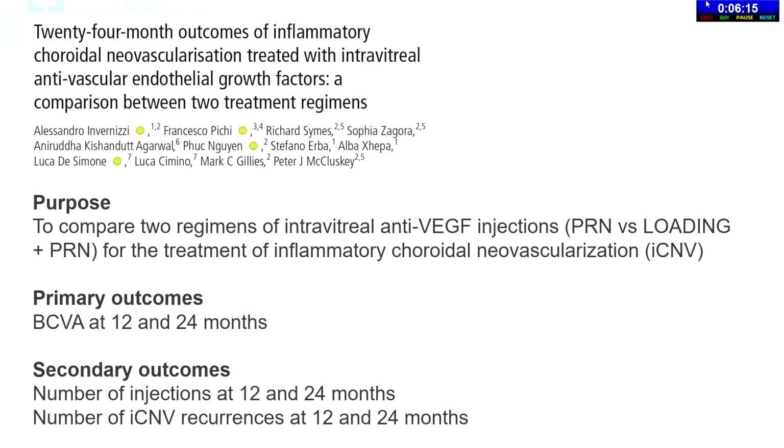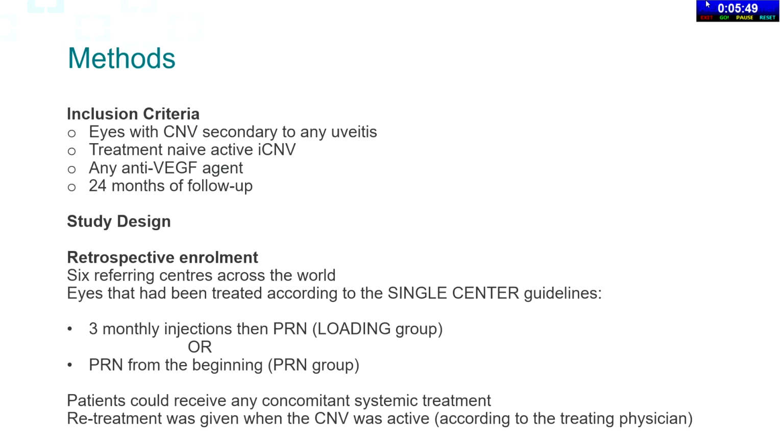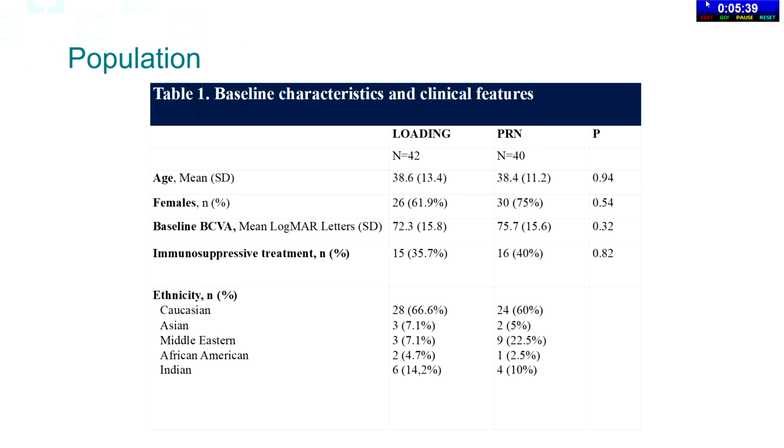So we're going to start by presenting a paper that we published in BJO together with Alessandro, and I believe Dr. McCluskey was also part of this. Here, we compare two regimens of anti-VEGF, one loading and PRN, and the other one PRN. We looked at the outcomes of the vision, and we looked at the number of injections and the number of recurrences. All the patients were treatment naive, so no bias in that. And then, as I told you, two groups. The one had 3 monthly loading and then PRN. The second one went PRN from the start.